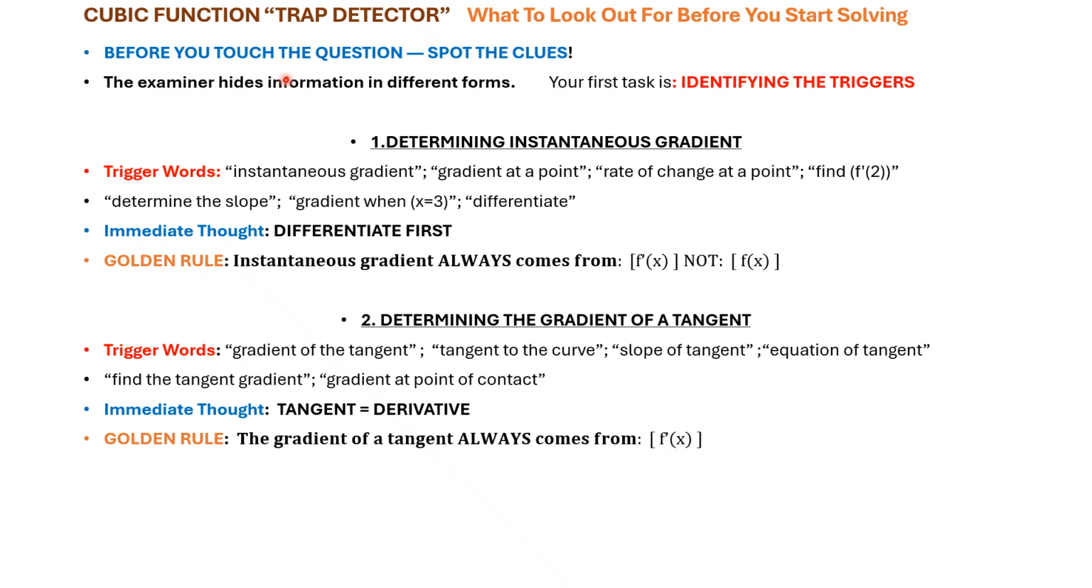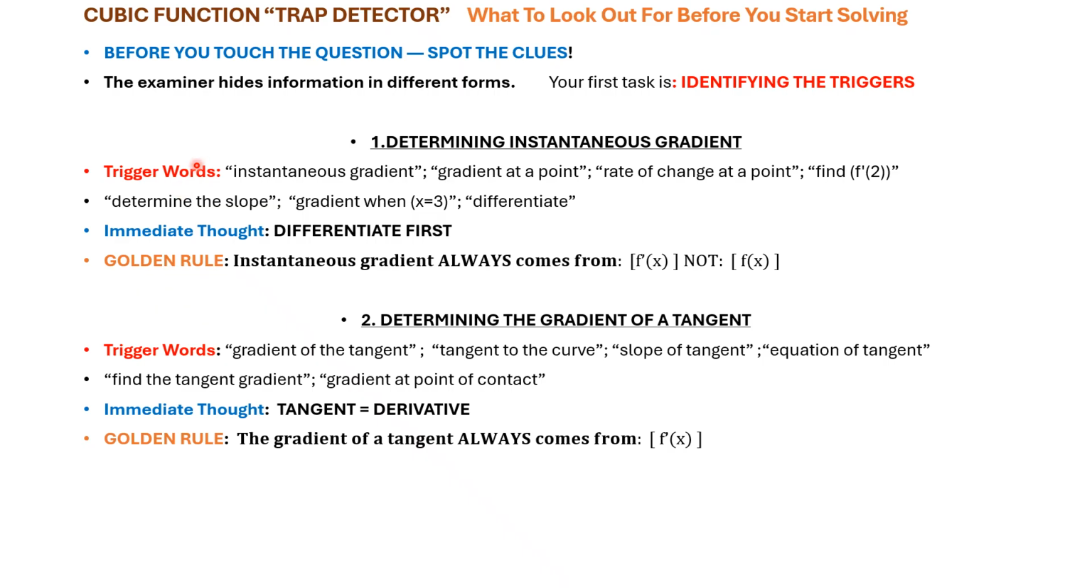Now, before we solve any problem, we need to understand what we're looking out for so that we know what we are solving. When I say before you touch the question, spot the clues, I specifically mean you must be able to identify a trigger, what thought it must bring, and what's the rule for solving that item. My apologies. So number 1, we say determine instantaneous gradient.